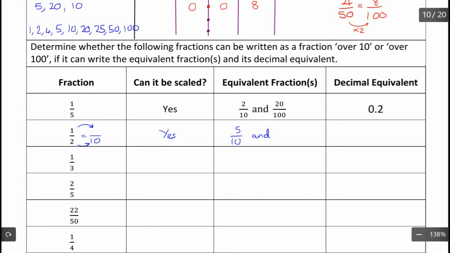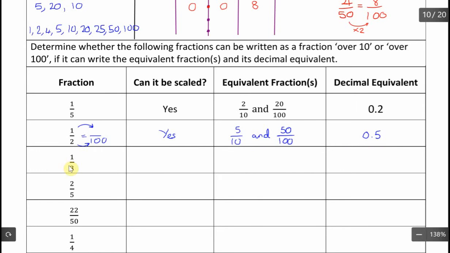But also we could turn it into hundredths. Anything that will turn into tenths will also turn into hundredths anyway, by the way. So to turn it into 100, instead of multiplying by 5, I would multiply by 50. So the numerator times 50 would be 50 over 100. So the decimal equivalent, if I use this one, is 0.5. In other words, 5 in the tenths column.